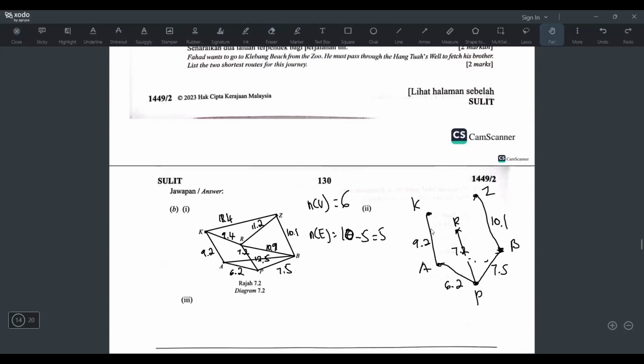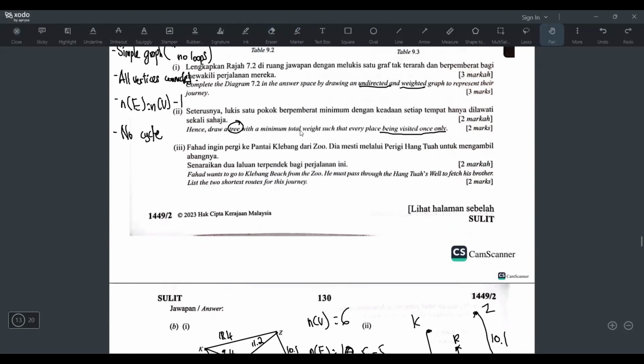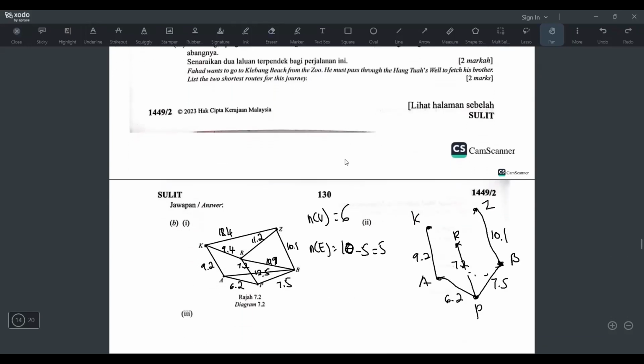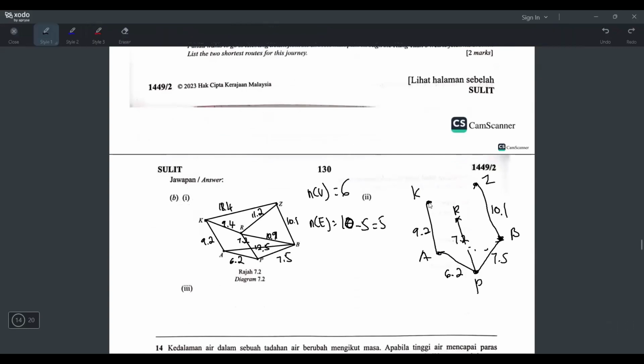Tak ada kawasan tertutup. But the question says, draw a tree with minimum total weight such that every place being visited once only. It means we have to consider this. Every place can only be visited once only. So imagine if you start from K and you visit here. So it's like, yeah, this is wrong lah because you want it to be visit once only. So it has to be continue. It cannot be like this because if you go like this means later you have to visit the P 2 times already. So every place has to visit one time only.